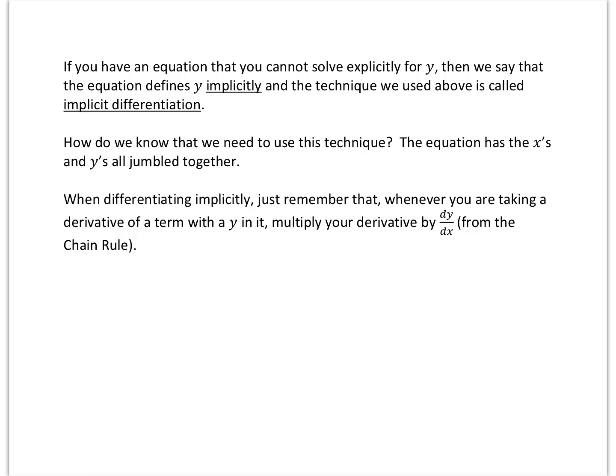If you have an equation that you cannot solve explicitly for y, we say that equation defines y implicitly. The technique we used above is called implicit differentiation. How do you know when you need to use it? The equation has the x's and the y's all jumbled together instead of having y equals on one side and all x's on the other. When you're differentiating implicitly, the key is to remember that whenever you're taking the derivative of a term with a y in it, when you use the chain rule, you're going to multiply your derivative by dy dx instead of just by 1.